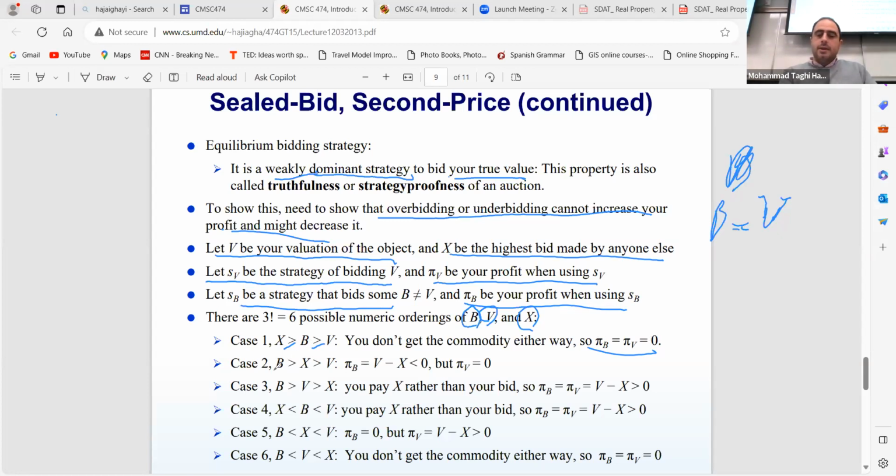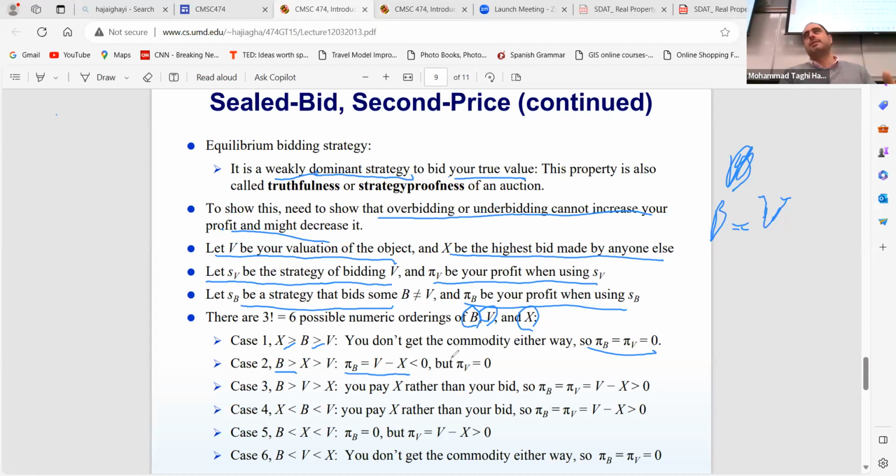Now say your bid is greater than X and X is greater than V. Again, these are all 3 factorial orderings. We have these 3 things, and if you want to put them in an order, there are 3 factorial; in general, for n objects, there are n factorial orders. So in this case, if you put B greater than X, then you are just losing money because your valuation is V. Yes, you win it, but you win at a loss, essentially.